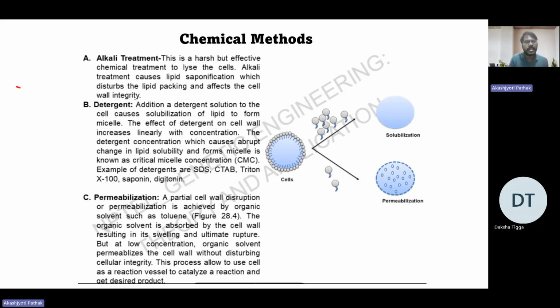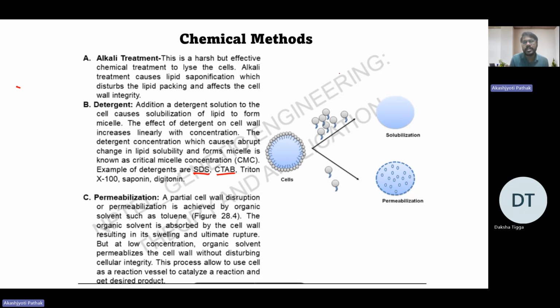Then there is detergent. Detergent is when we are using chemicals like SDS, CTAB, Triton X-100, saponin, digitonin. All these work on the principle of critical micelle concentration. If you have seen the structure of a detergent, it has a hydrophilic head and a hydrophobic long tail.